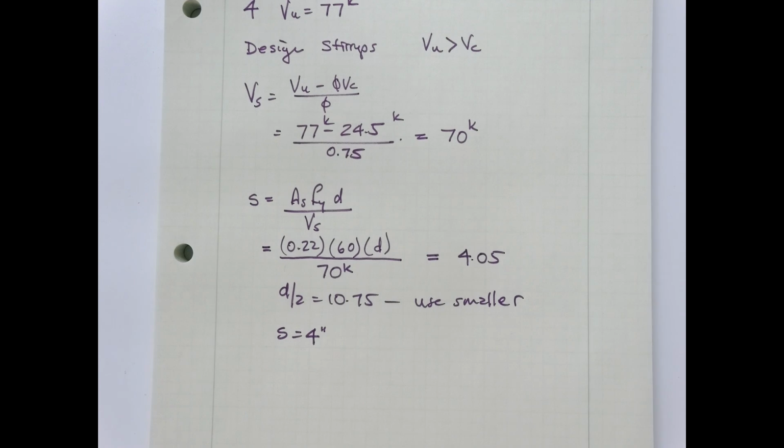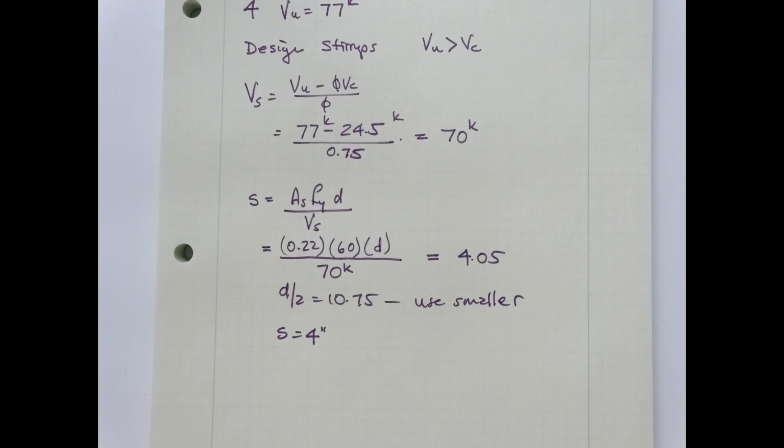Wait, we're going to redesign it. So here are our variables. Well, this is given. This is what we're trying to resist. This we figured out from flexure, so we don't want to change that. That's the steel we're using. Don't want to change that. That's the only thing we can change: the area of the steel.